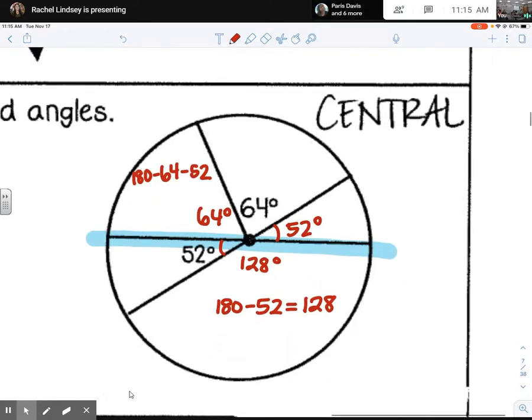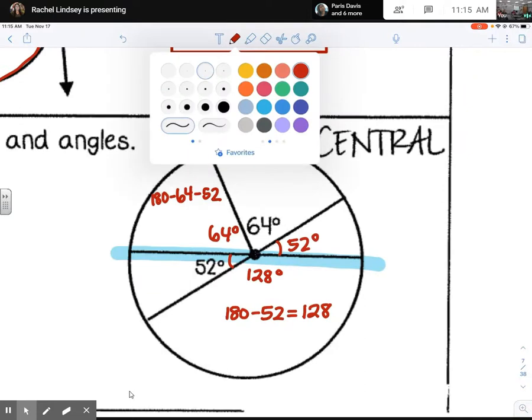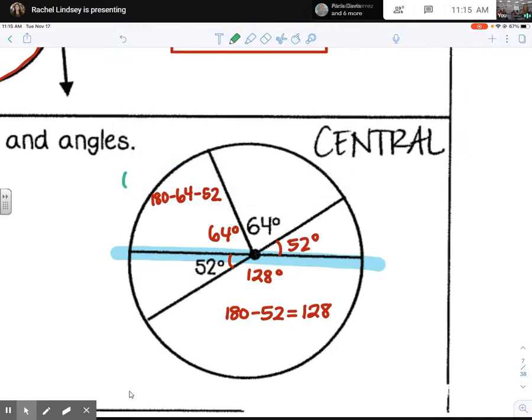Okay, so if those are all of our central angles, then our outsides are 64, 64, 52, 128, and 52. Those will be our arc measures, because remember, angles equal arcs with central angles.